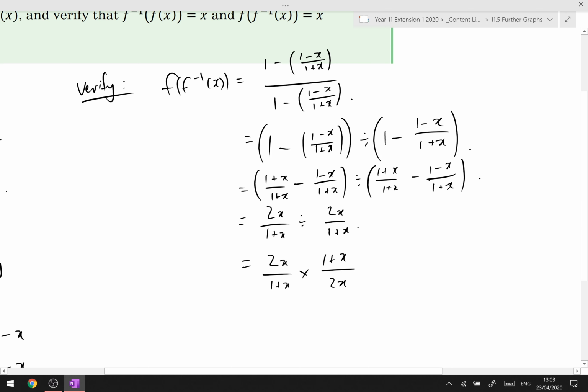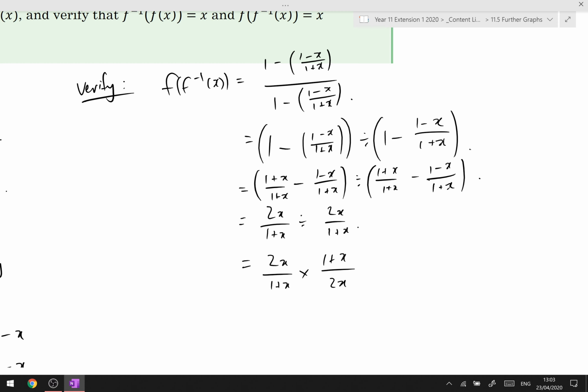And what we're going to do now is put these together. So we're going to get 2x lots of 1 plus x over 2x lots of 1 plus x. And you can see now that the top is going to cancel and the bottom is going to cancel. So again, it just leaves us with 1. So it doesn't actually leave us with x in this case, it leaves us with 1.